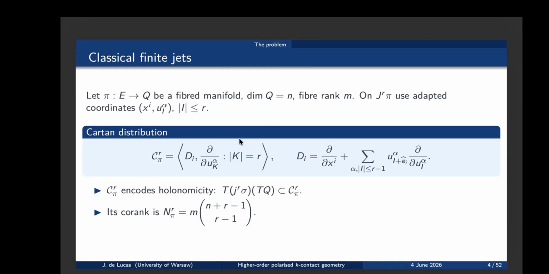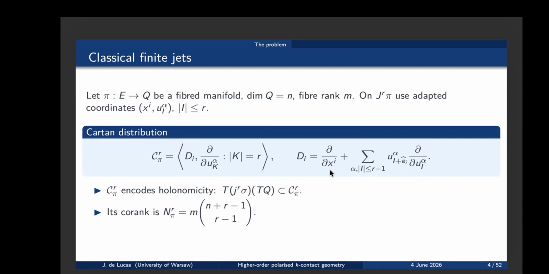So one of the main structures that you have on jet manifolds is the Cartan distribution. The Cartan distribution is spanned, in an adapted system of coordinates, by two families of vector fields. One family consists of n operators.